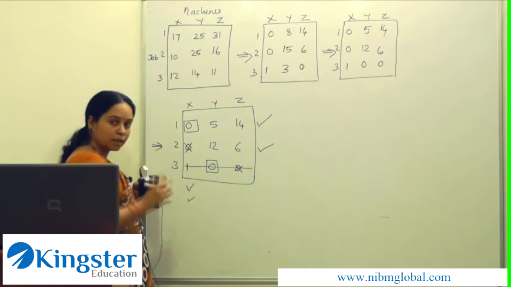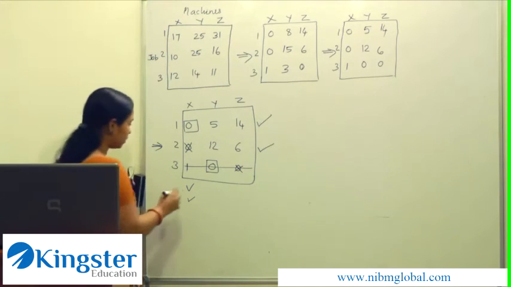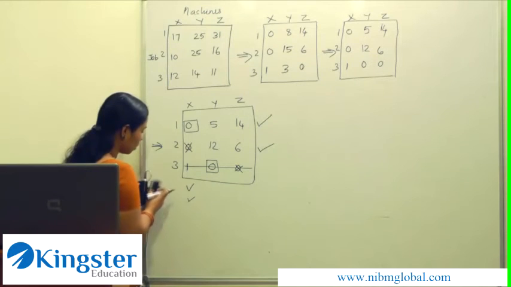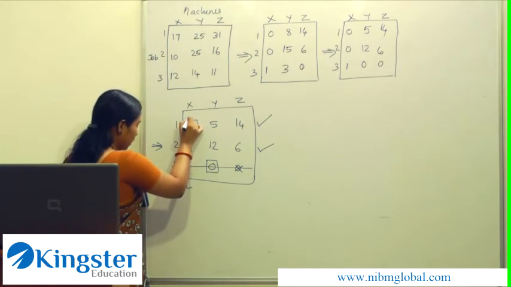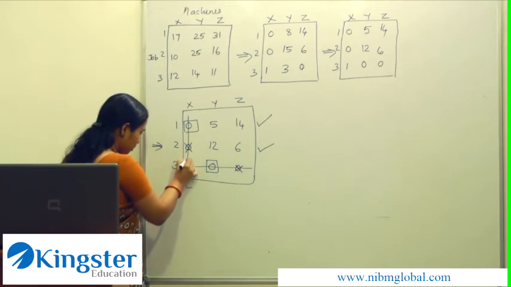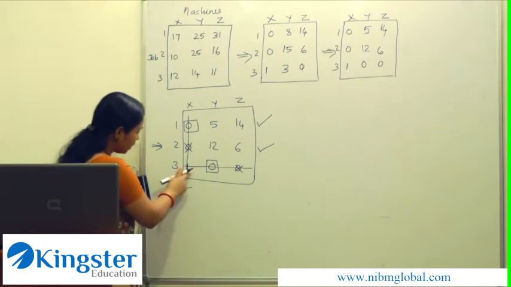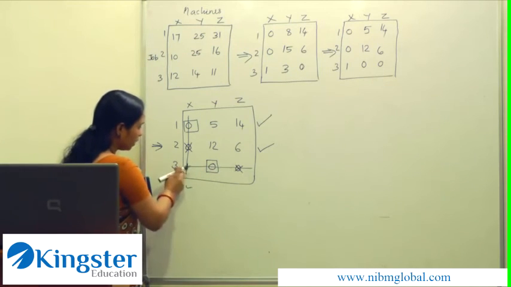Now draw lines through marked columns. So the marked column is the first column. So we draw a line through the first column also. You can see that the element 1 is at the intersection of the two lines.